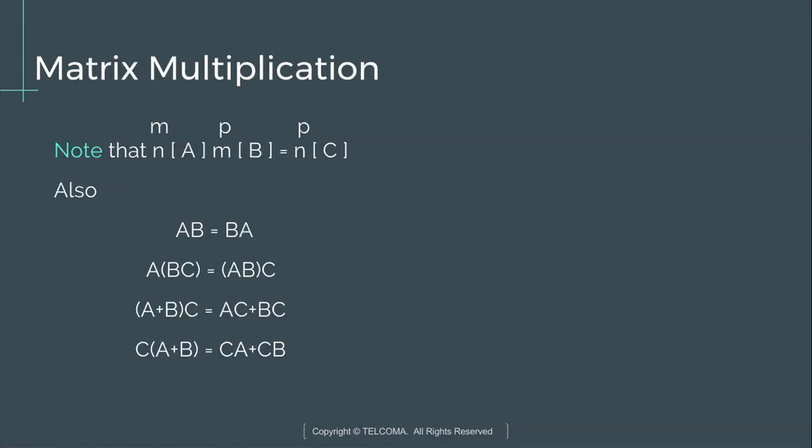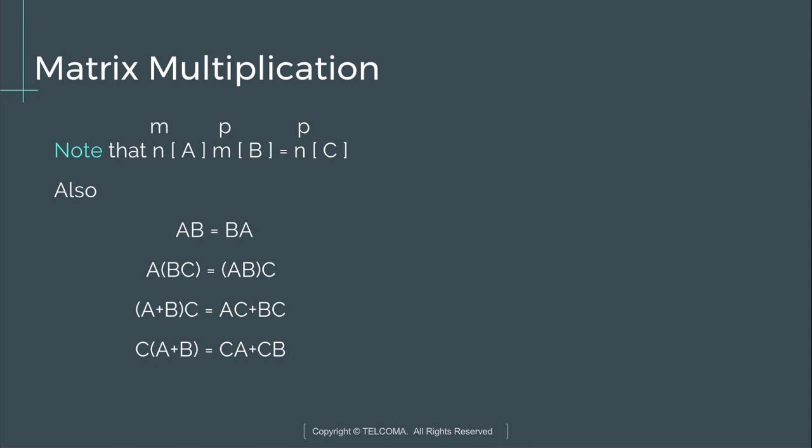So note that n rows and m columns of A, m rows and p columns of B, they are multiplied to give you the resultant as n rows and p columns of C. So also note that in multiplication of two matrices, either you multiply A into B or B into A, the resultant will be the same.